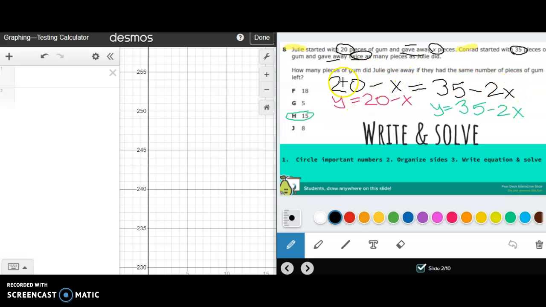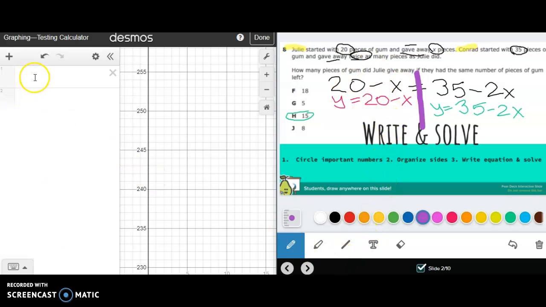We put Julie on the left. She was 20 minus x. Then Conrad was on the right-hand side. He was 35 minus 2x because it was double of whatever Julie gave away. We made those equal to each other, but then we went ahead and chose Desmos as our way to solve. We put them in the calculator separately.